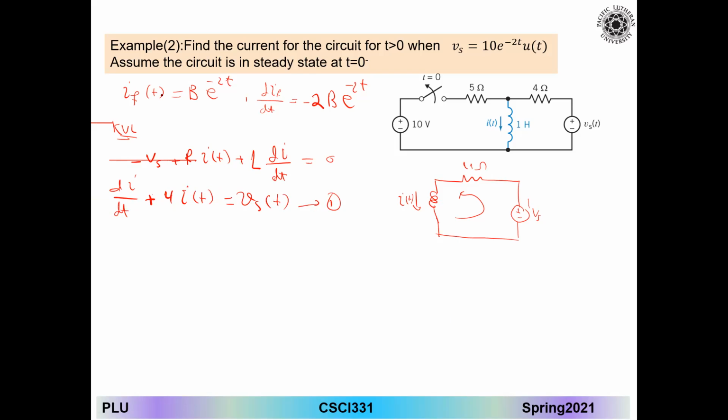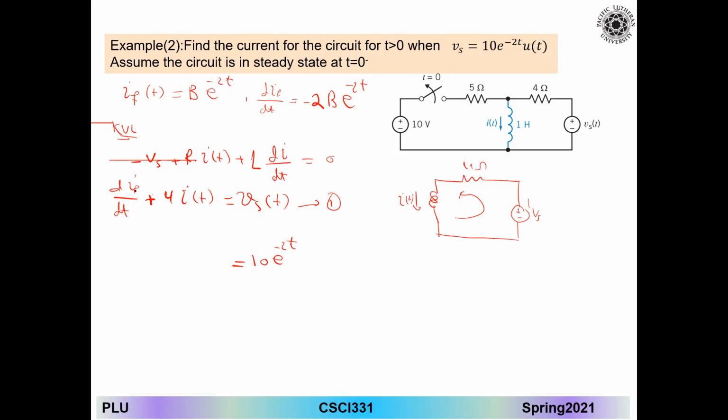So basically what do we have? We just have Vs, our source here, which we can assume is our current source. So basically what do we have? We have our source, it is Vs = 10e^(-2t).